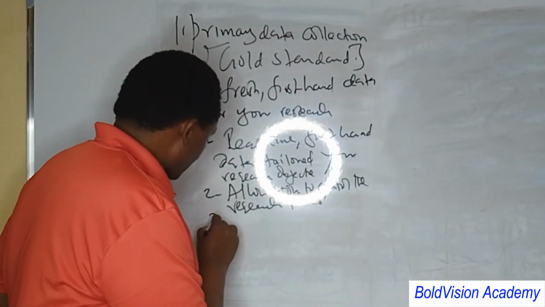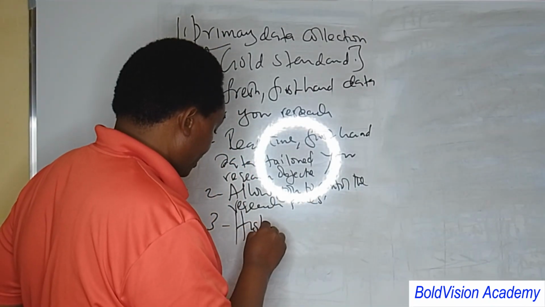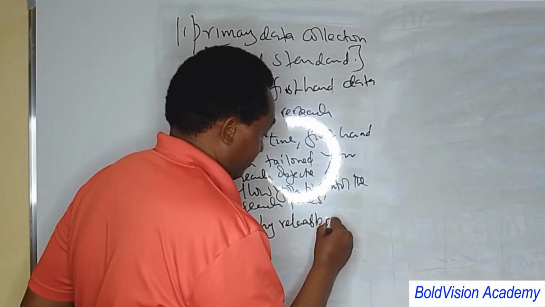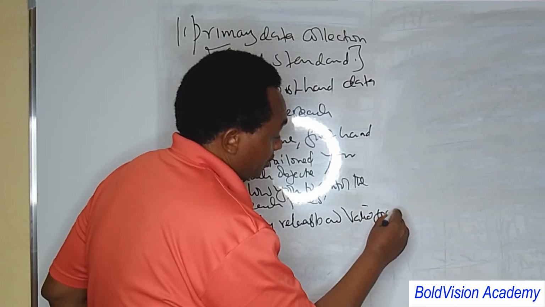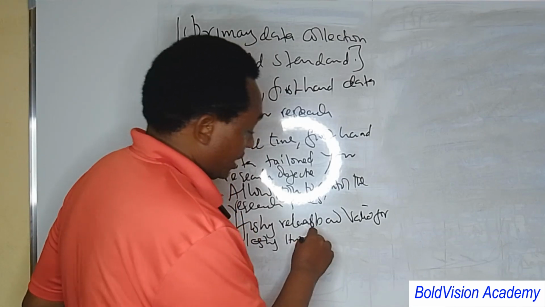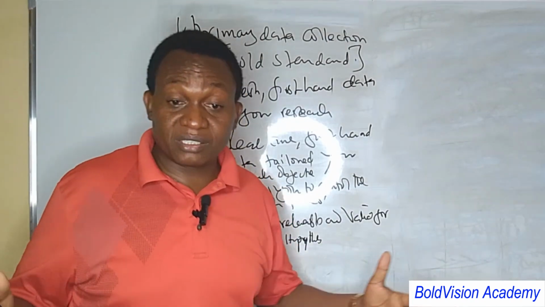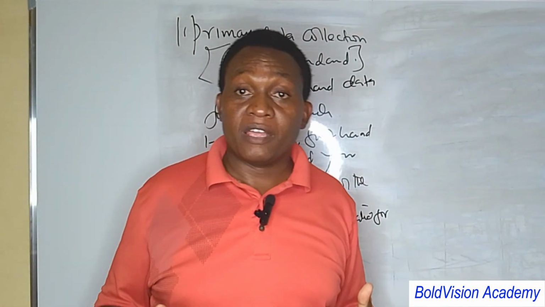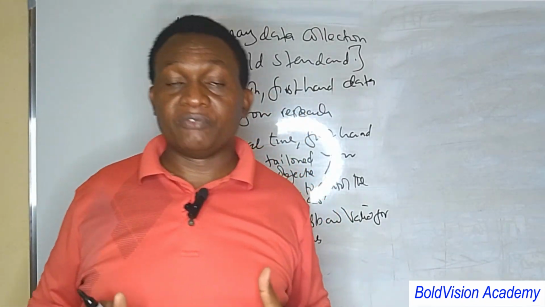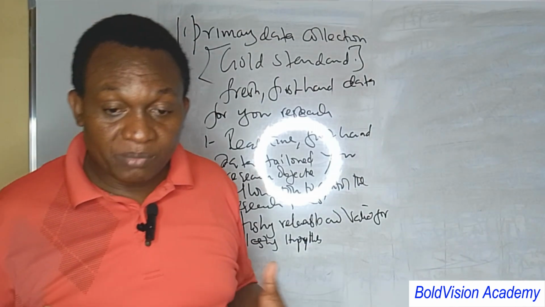Then number three, which is very important for me at this level: it is highly reliable. Very important. It is highly reliable and valid for testing hypotheses. That makes it very strong data for any dissertation, for any hypothesis, for any thesis that is going to be done by anybody who wants to do research.